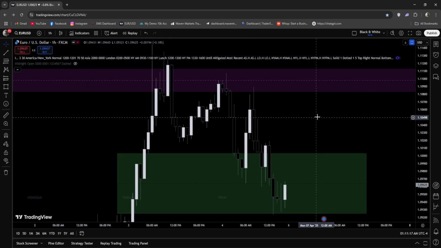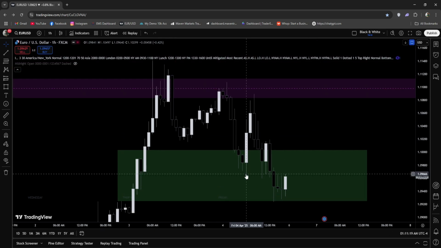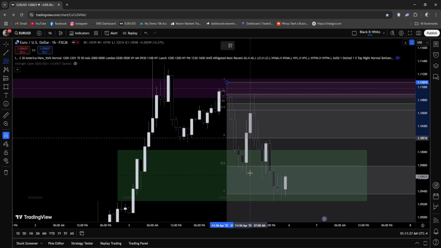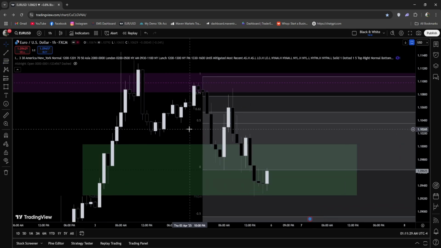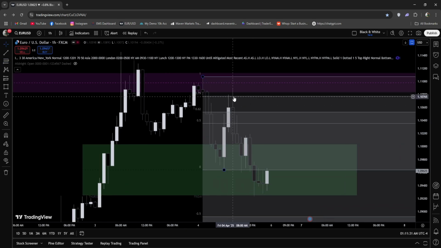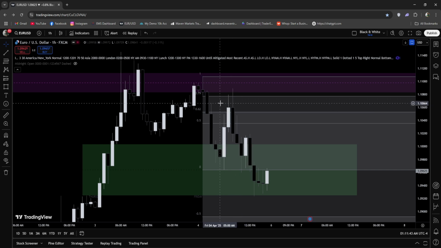So we come down, we respect the consequent encroachment of this fair value gap, the 4-hourly one. We go back up, right? We actually go back up, and we respect the OTE level again over here. There's a bit of damage over there, but that is completely fine, guys, because the bodies are closing in the OTE level, right? So this is completely permissible.